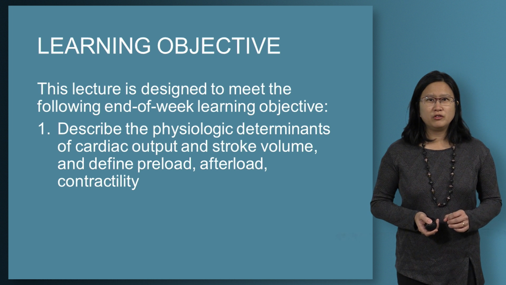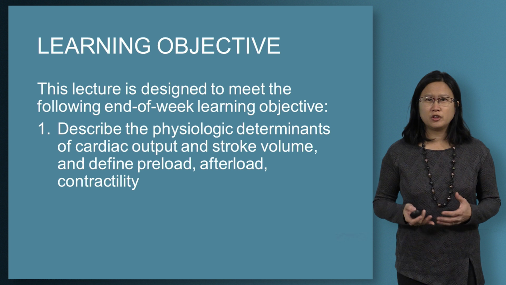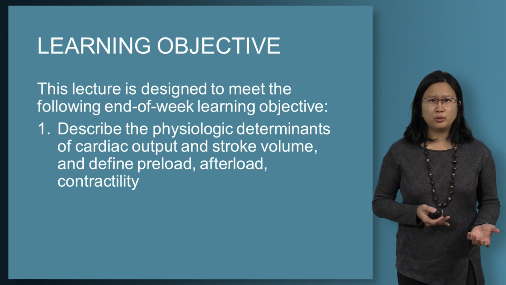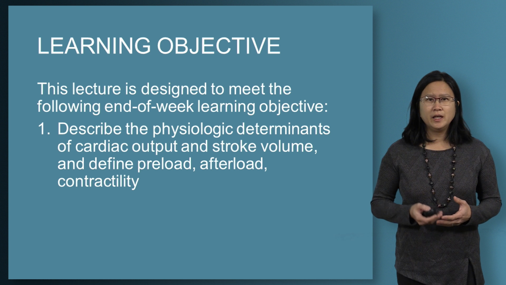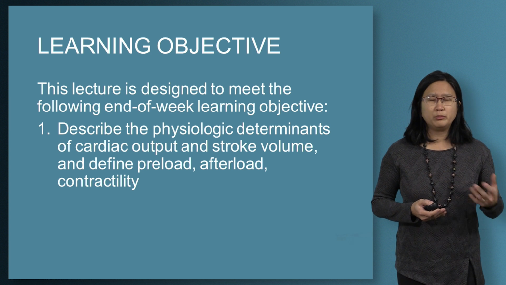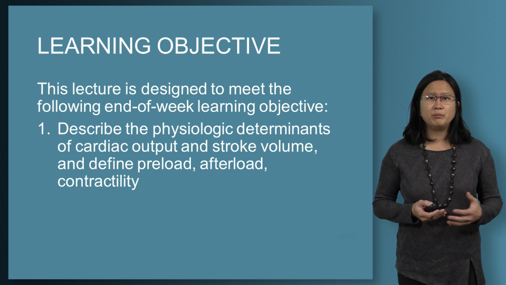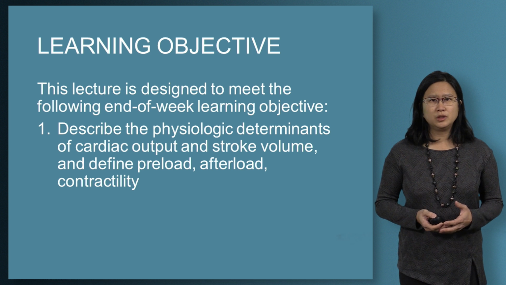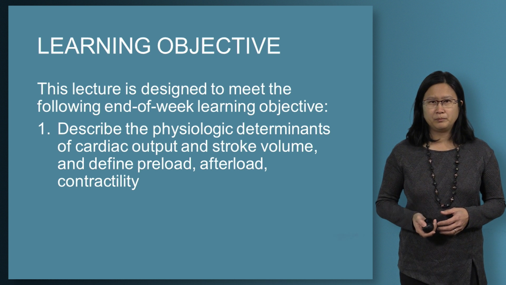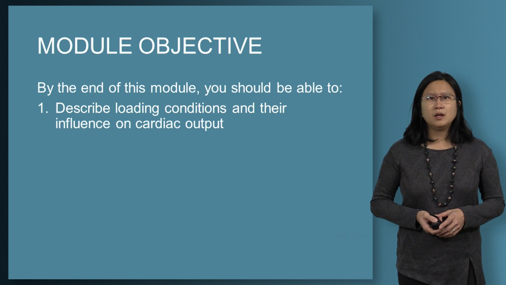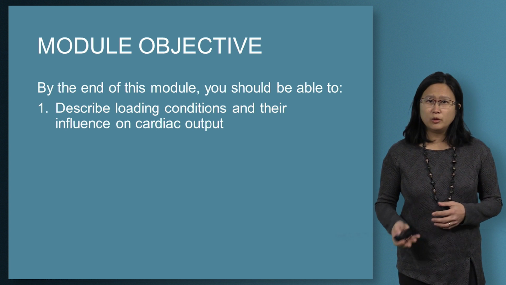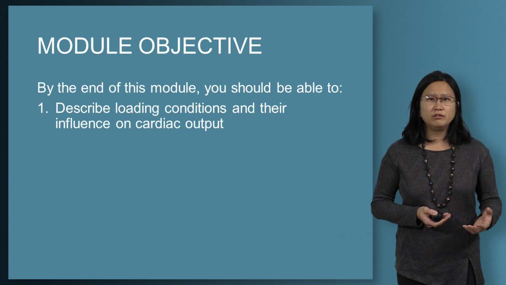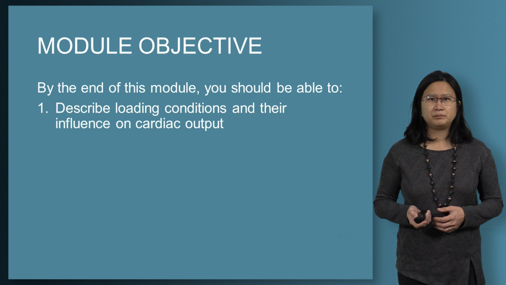The learning objective for this lecture is to describe the physiologic determinants of cardiac output and stroke volume, and define preload, afterload, and contractility. This module should build on the previous module, which described the basics of cardiac function using something called the pressure-volume loop. By the end of this module, we hope that you should be able to describe the loading conditions and their influence on cardiac output.